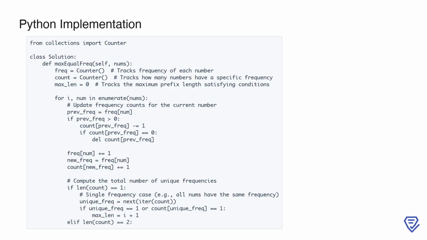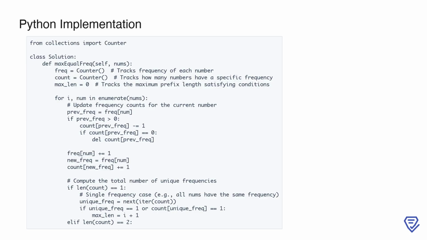We initialize 3 variables: frequency, a counter to track how many times each number appears; count, another counter to track how many numbers share the same frequency; and max_len, which will store the maximum prefix length that satisfies the problem's conditions. Next, we loop through the nums array using enumerate to get both the index i and the number.